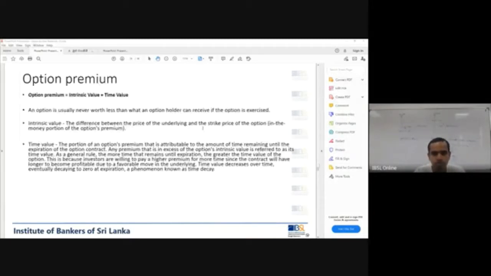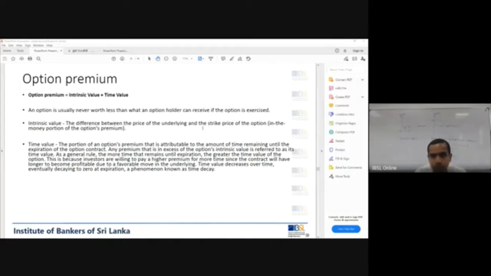Then option premium is the total of intrinsic value and time value. Intrinsic value, if you all could remember, for a call option is the market price minus strike, and for the put option it is strike minus market. That will never be negative. Option premium is the intrinsic value plus time value. Time value is the value that it gets due to its time period to expiry. An option is usually never worth less than what the option holder can receive if the option is exercised. Intrinsic value is the difference between the price of the underlying and the strike price of the option.